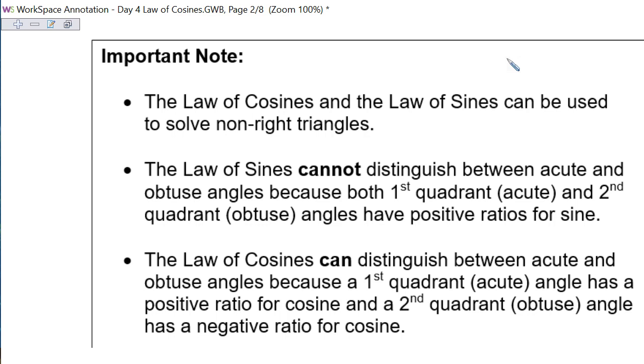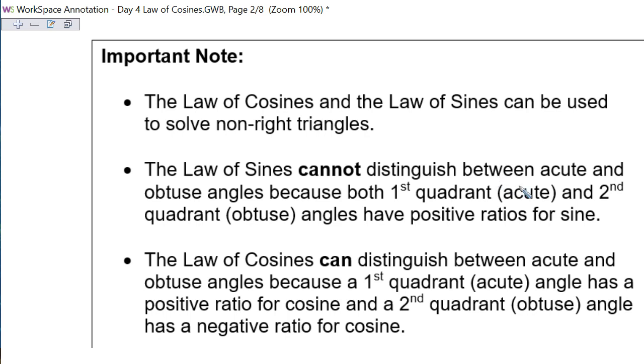But we're talking about the 2 cases. So case 1 could be if your angle is acute. What does acute mean? Less than 90 degrees. So if it's less than 90 degrees, that means it terminates in quadrant 1. But if I have the obtuse case, what does obtuse mean? Greater than 90 degrees. So if that angle is greater than 90 degrees, then it's going to terminate in quadrant 2.